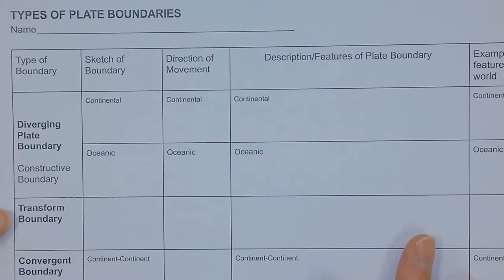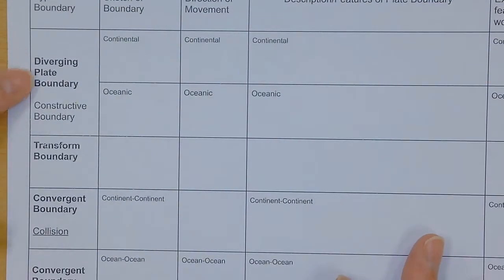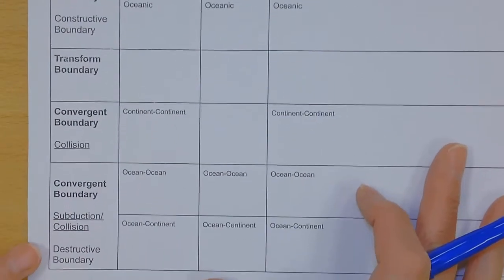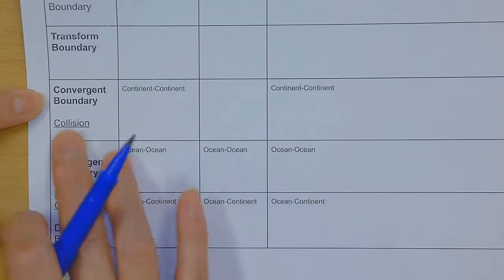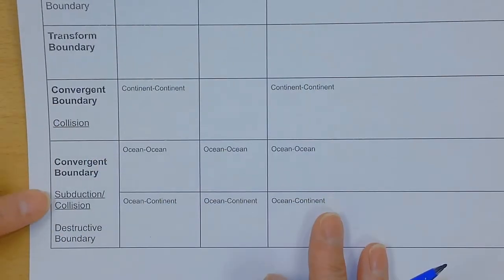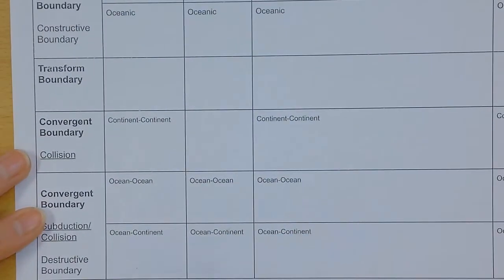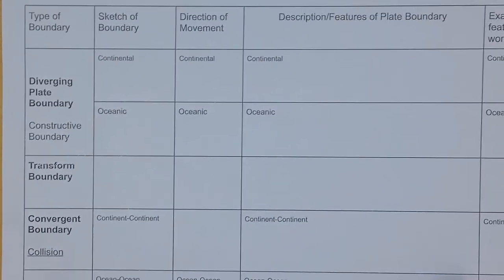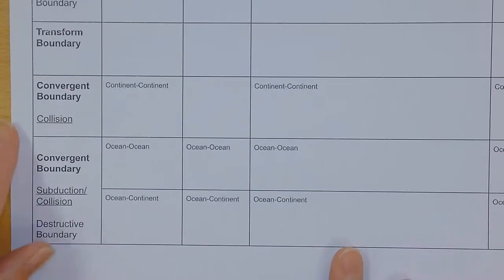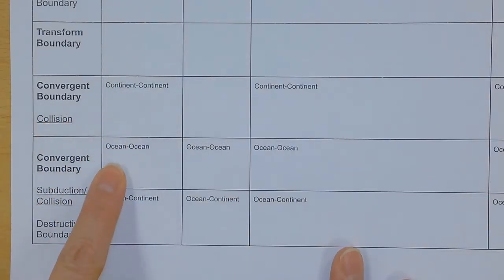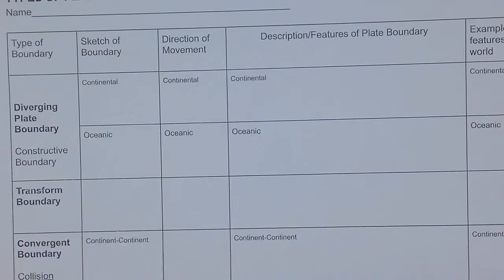It is broken up into different types of plate boundaries. We have our diverging plate boundaries, which of course we call constructive, our transform boundary, and then you'll notice that convergent, you've got two places. You have convergent boundary, which is straight collision, and you have convergent boundary, which has subduction. It tells you what type of crust. So we have diverging with continental, diverging on oceanic, convergent collision, continent to continent, convergent subduction, ocean to ocean, and then of course this one is ocean to continent. So it's broken up into several different types of pieces.